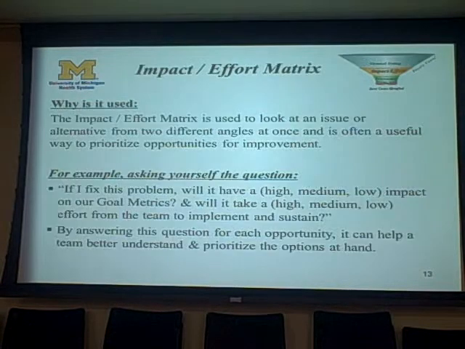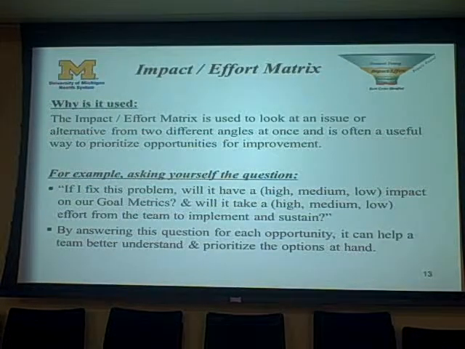The impact effort matrix is basically a way for us to look at an issue from 2 different perspectives at the same time. And so that allows us to, again, further prioritize those opportunities. So then you might have 10 things come forward from your nominal voting, and you take those 10 and work them through the impact effort matrix to narrow it down even further. So what you basically do is you say, if we fix this particular problem, will it have a high, medium, or low impact on our particular goals that we're trying to accomplish? And will it have a high, medium, or low amount of effort for us to implement that?